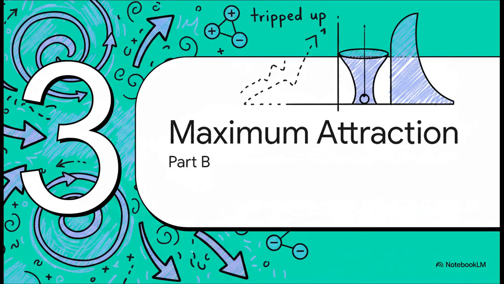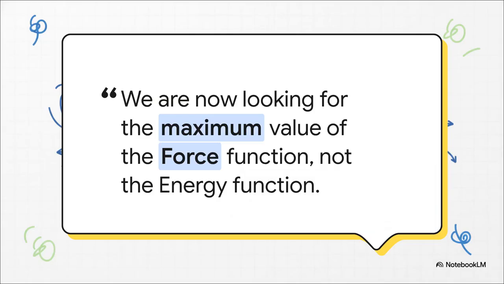Now we're asked to find the maximum attraction force. Now listen up, because this is a totally different question, and it's a really common place for people to get mixed up. We are not looking for where the force is zero anymore. Think about our landscape. We're now trying to find the spot with the absolute steepest downhill slope. We're looking for the maximum value of the force function itself. It's a classic optimization problem, just like you did in your first calculus class.